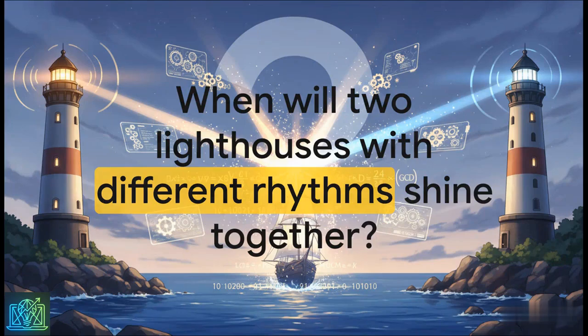All right, so every good quest starts with a puzzle. I want you to imagine you're the keeper of 2 magical lighthouses. One of them blinks every, say, 18 seconds, and the other blinks every 24 seconds. Now, there's a legendary ship out there, and it can only find its way to port if they shine together. The big question is, how can we predict that exact moment?